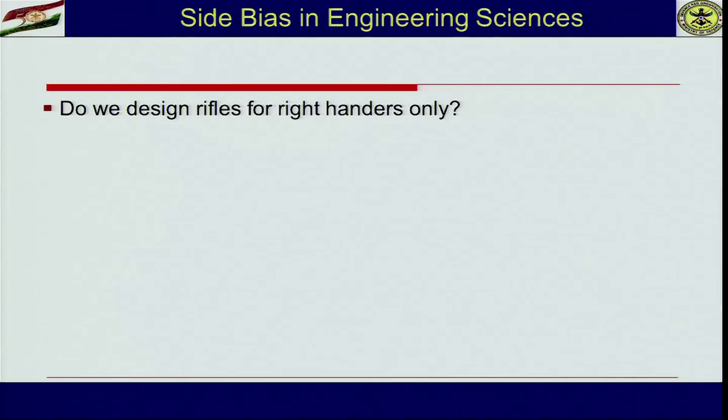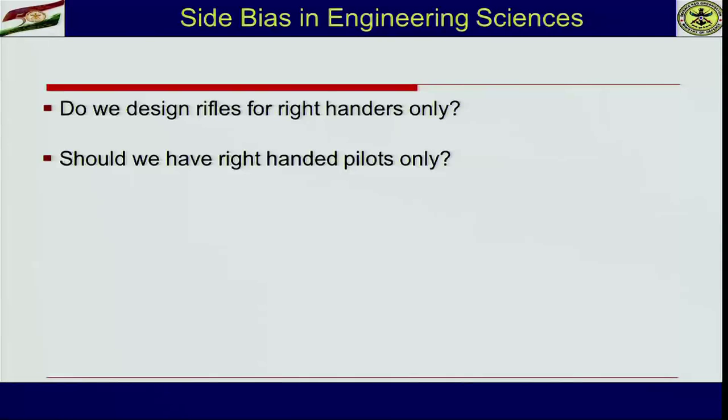For example, can we design rifles for right-handers only? Are we designing rifles for right-handers only? Can we do it for left-handers as well? Because all rifles that we use are meant for right-handers, but if we use one with the left hand, the spent cartridge will come to the face of the person who is shooting. So, it requires altogether a different manufacturing design to make it useful for the left-hander. Can we do that?